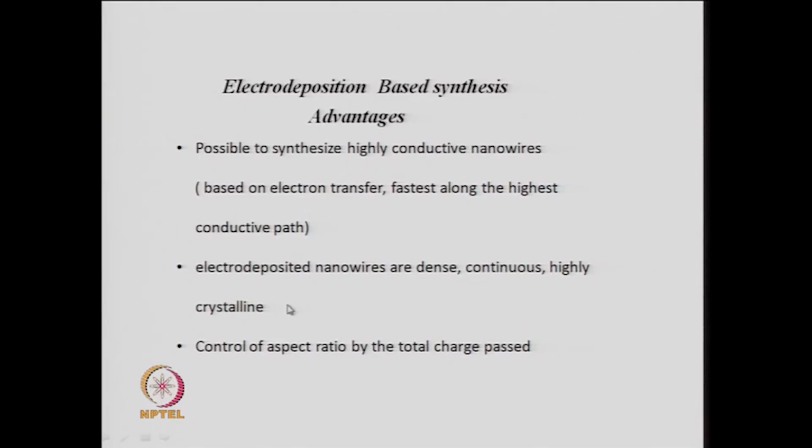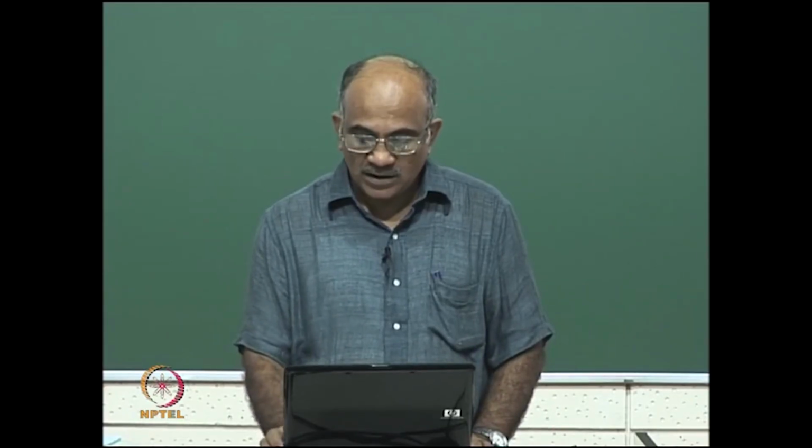And another very important advantage of the electrodeposition method is that you can control the length of the wire by the amount of charge that you pass. So, in the electrochemical experiment, it depends on how much charge you pass, because the growth occurs with electron transfer. So, you can control the amount of this charge and control the length of the nanowires that you are growing. So, that is a very big advantage of the electrodeposition method using porous templates.